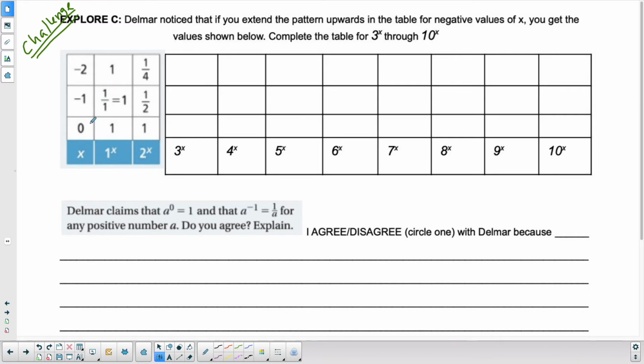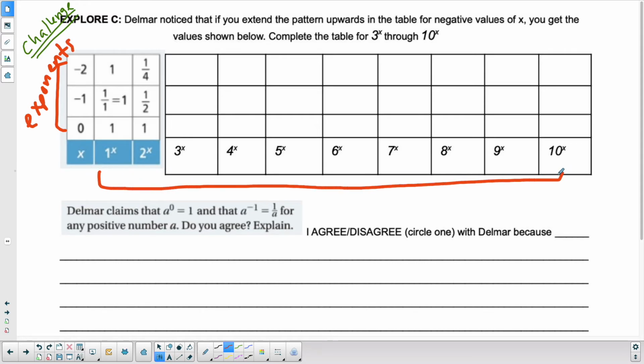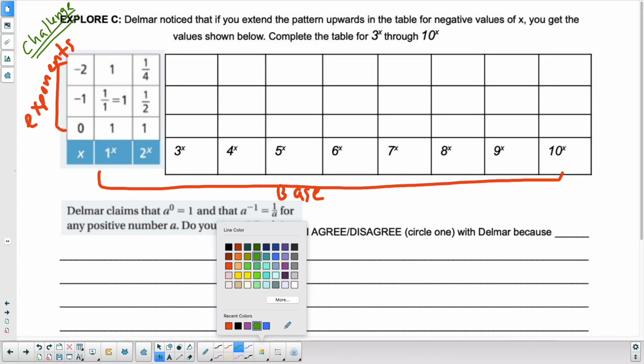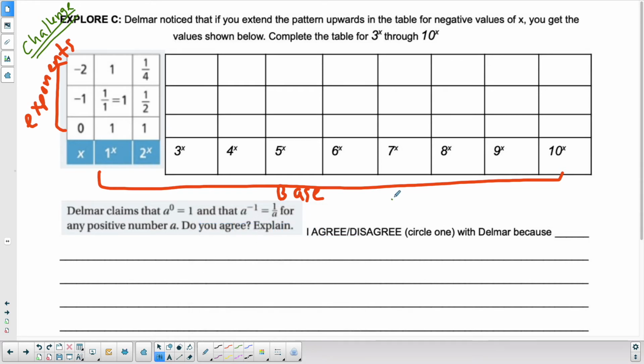So if we have 0 to the first power, let me write it so that we remember. These are our exponents. And these values here are the base. So these were all the bases that we had here.